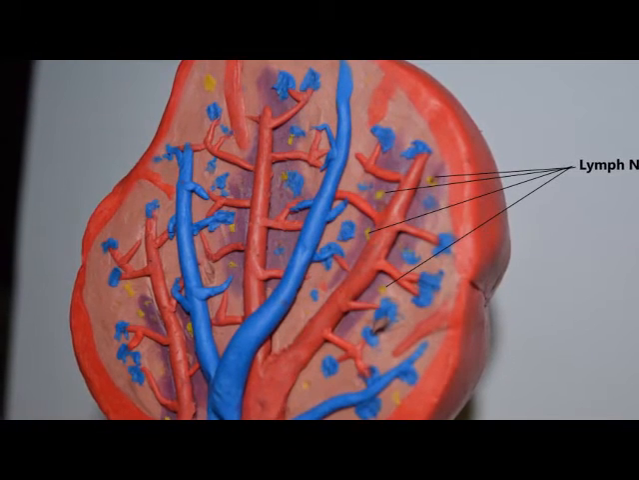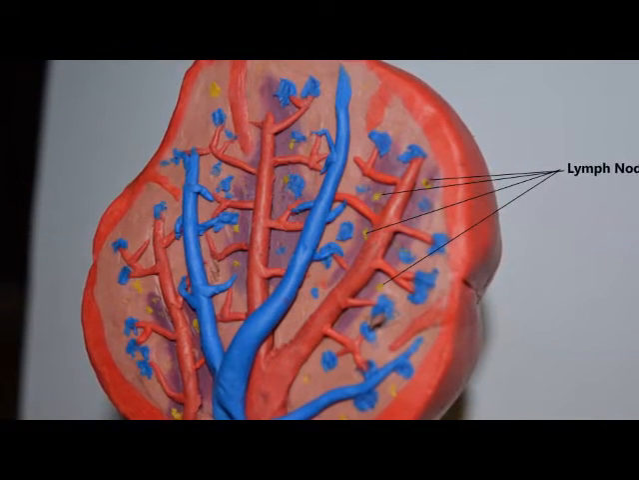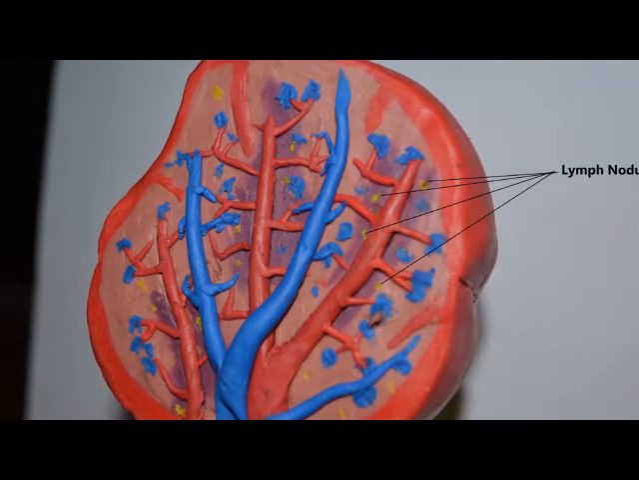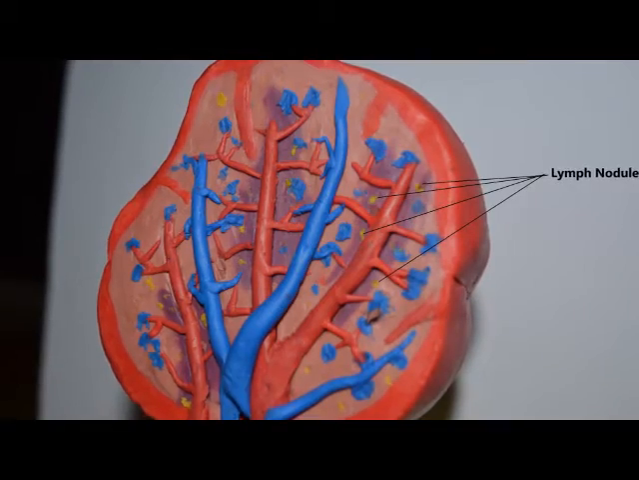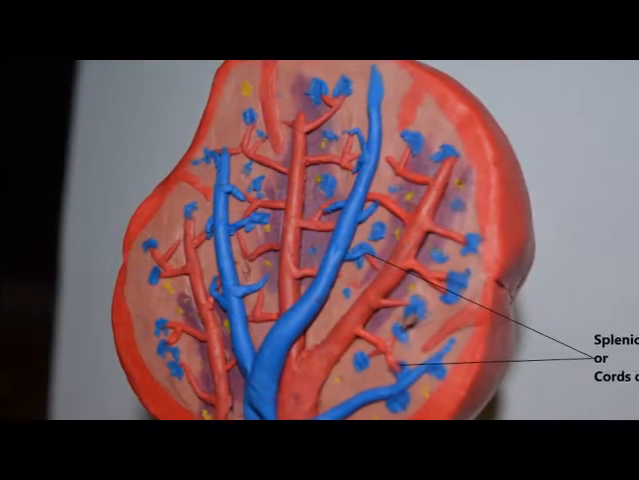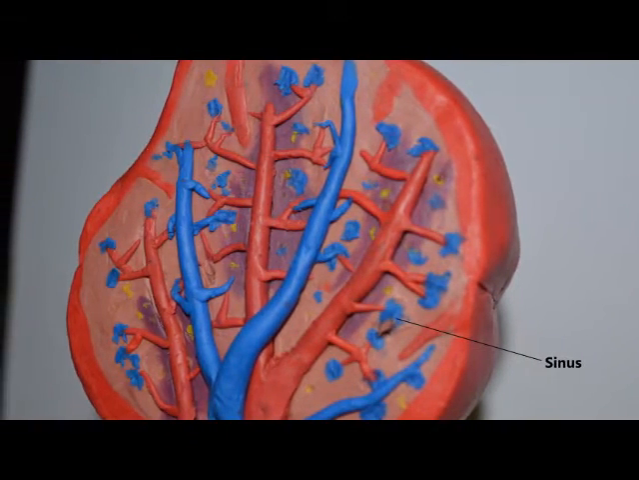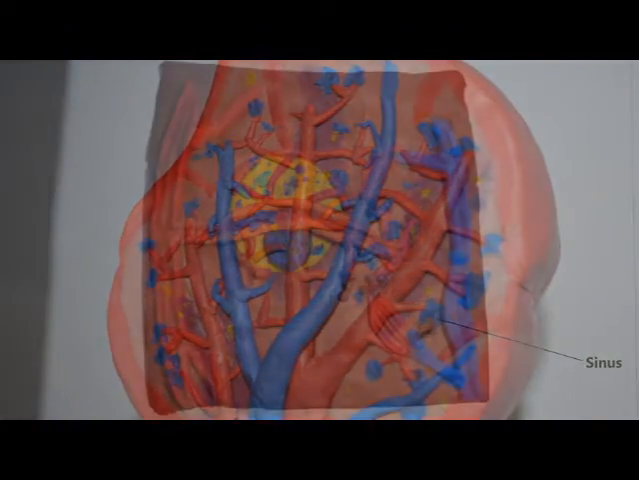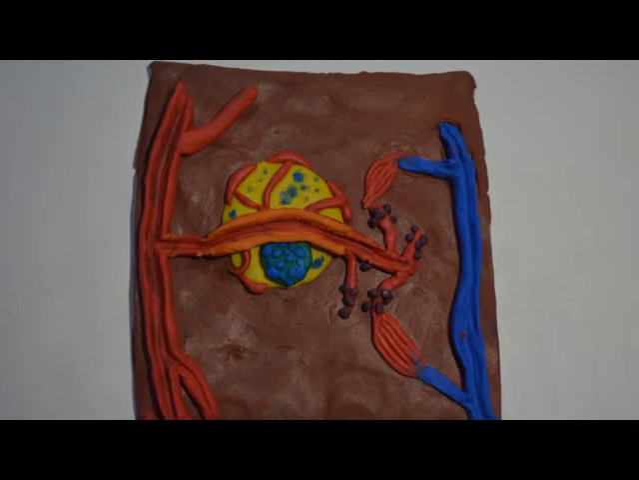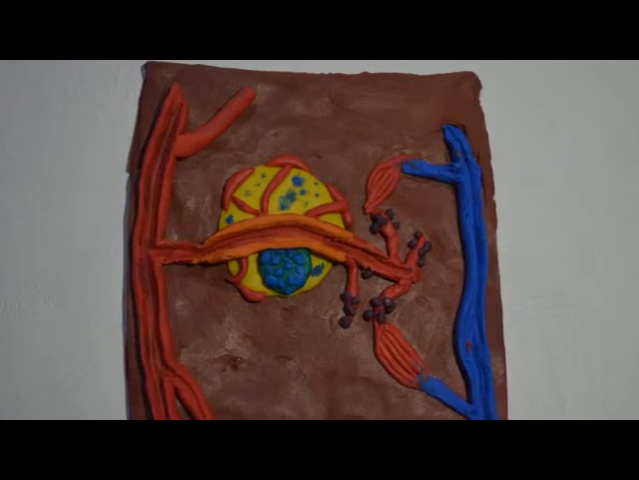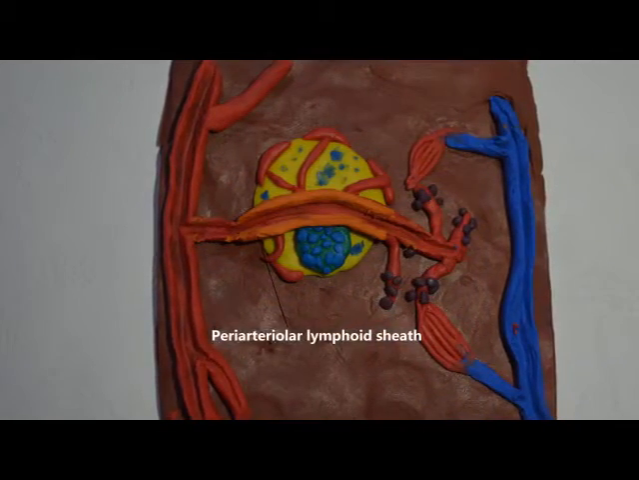The spleen has lymph nodes, which are masses of tissue that contain lymphocytes that filter and clean lymph, while the blood-filled splenic cords and splenic sinuses are found in the red pulp. Now let's take a closer look at what is happening inside the spleen. Blood passes through the trabecular arteries and into an area enveloped by the periarteriolar lymphoid sheath.